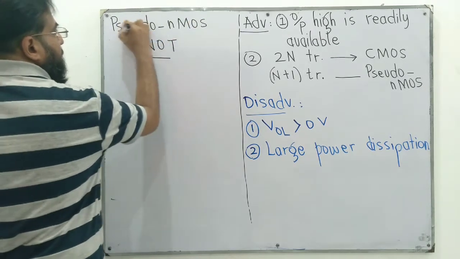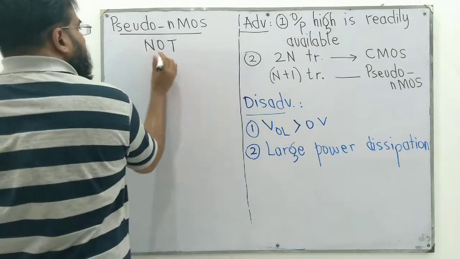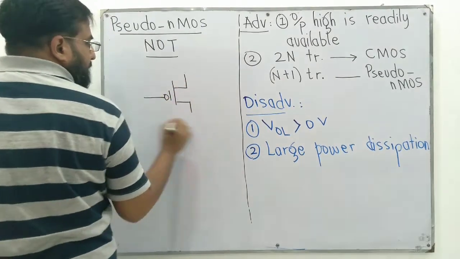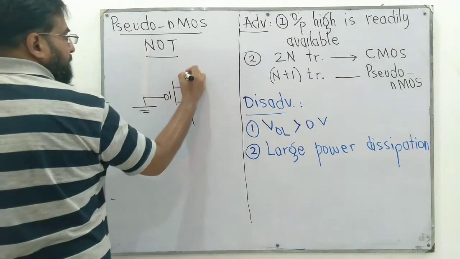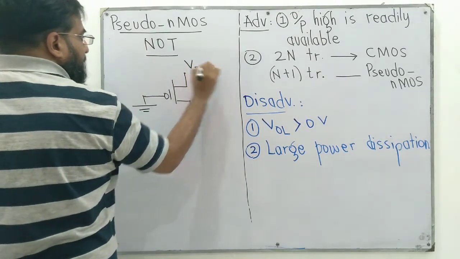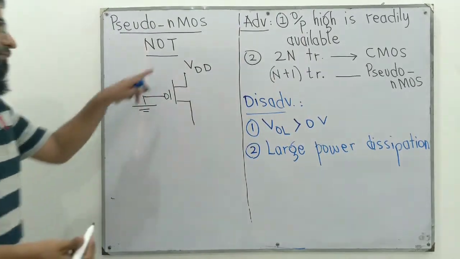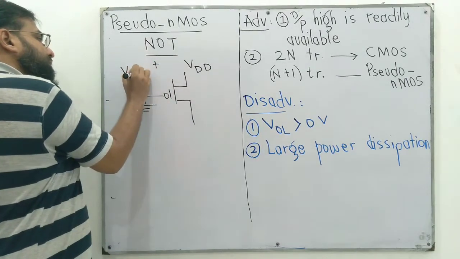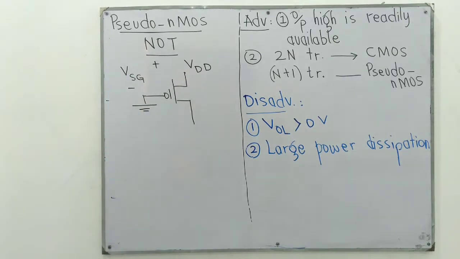Pseudo-nMOS NOT. A pseudo-nMOS NOT, as suggested by the block diagram, will have a pull-up PMOS transistor, which is always on, since the gate is connected to ground. This means that VSG, you know, we look for VSG for PMOS transistors, and if it is greater than VTP, the threshold voltage, it is on.